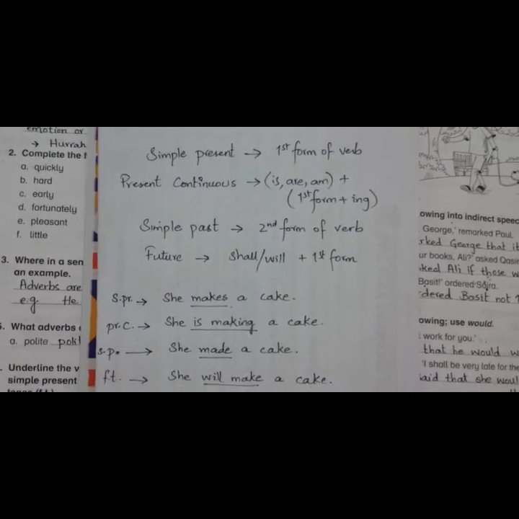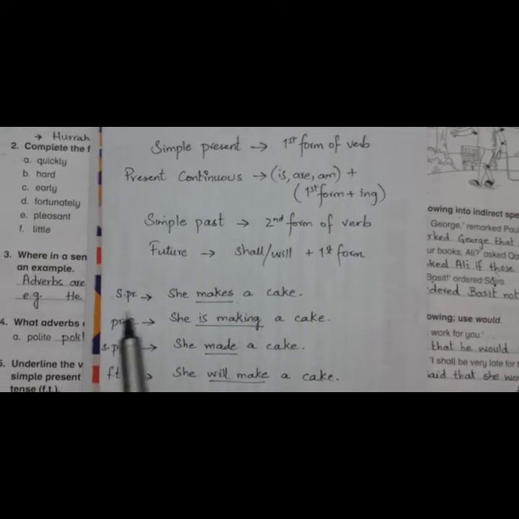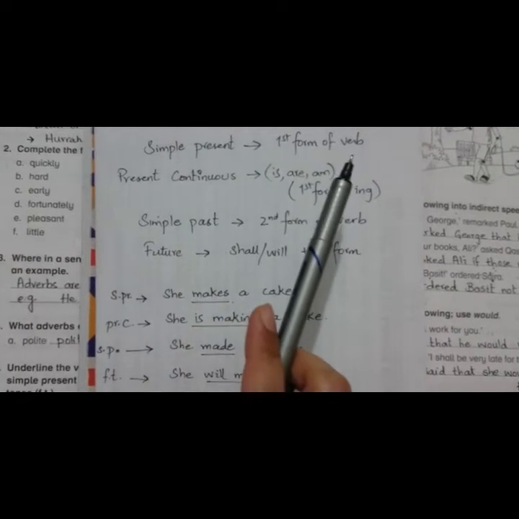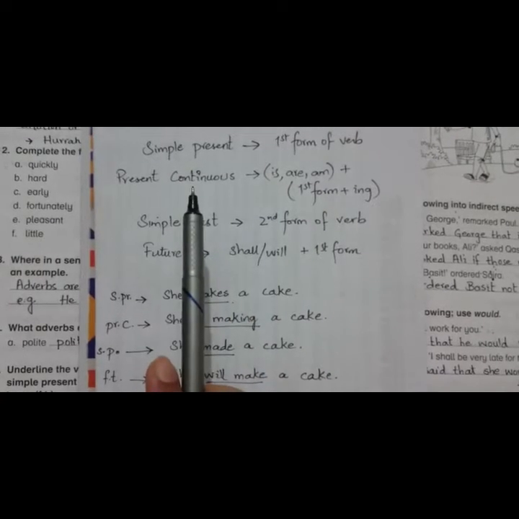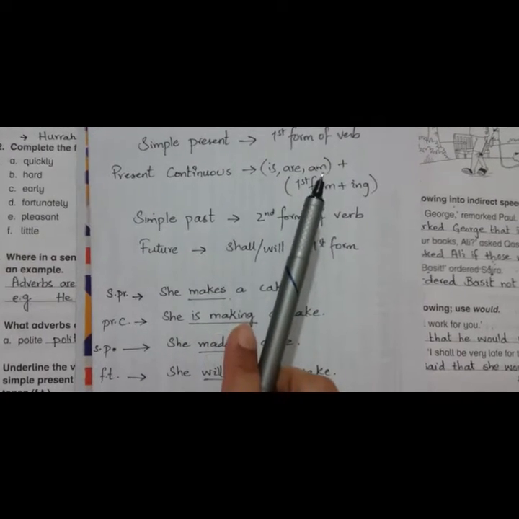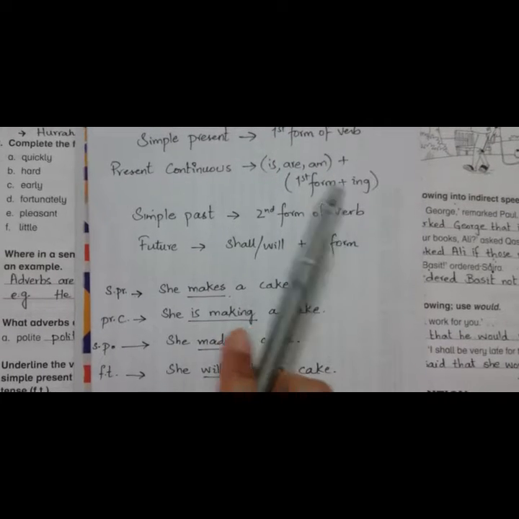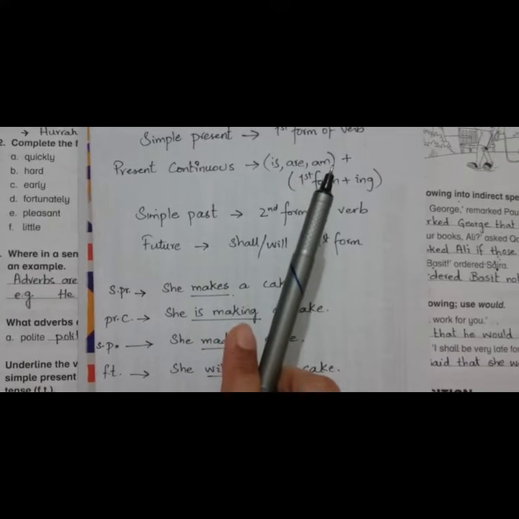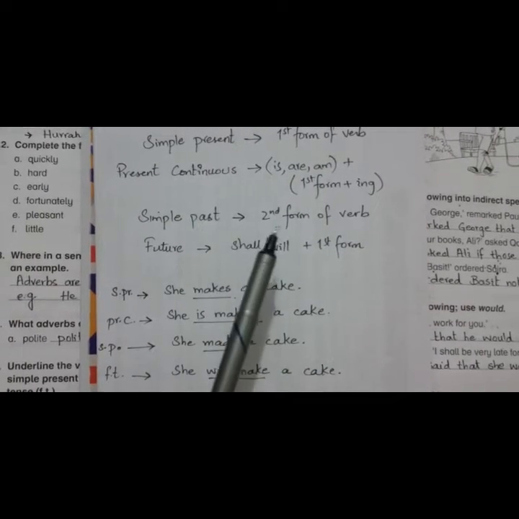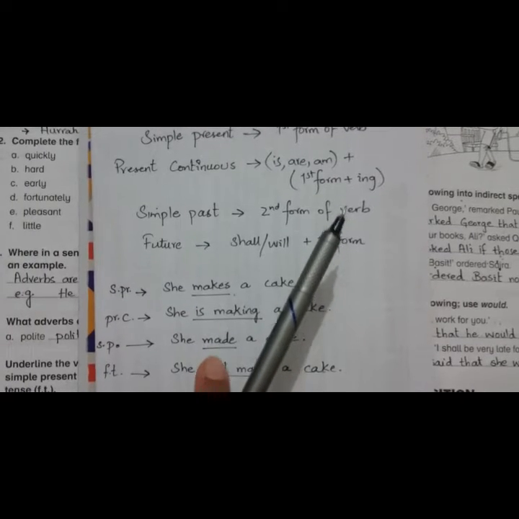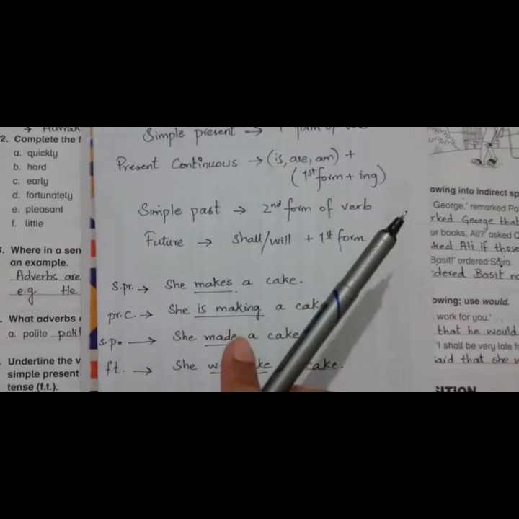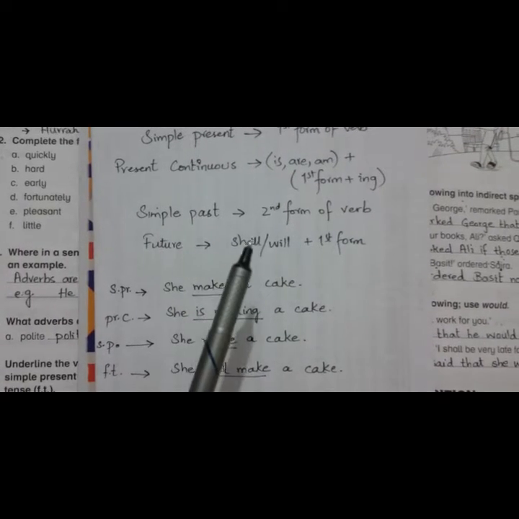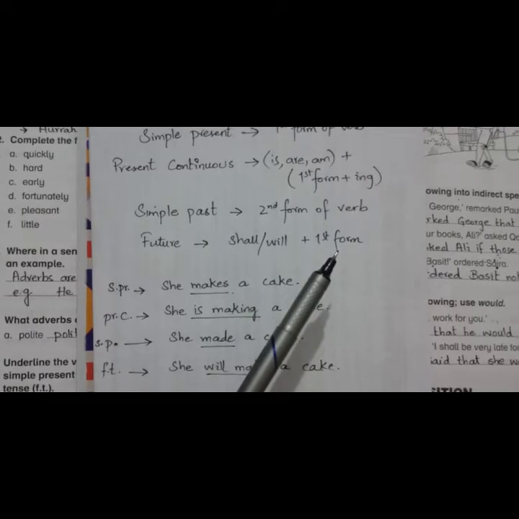So we have taken all these tenses before. Let us revise again. Just a quick summary of these tenses: in simple present tense we use first form of verb, while in present continuous tense we always use is, are or am with first form of verb plus ing. It depends, like is used with the singular, are with plural, and am is always used with I. And in simple past we always use second form of verb, and in negative sentences we will use did with first form of verb. And in future tenses we have shall or will with first form of verb.